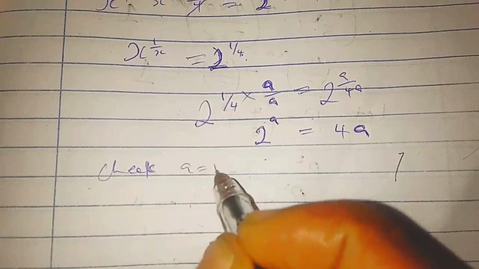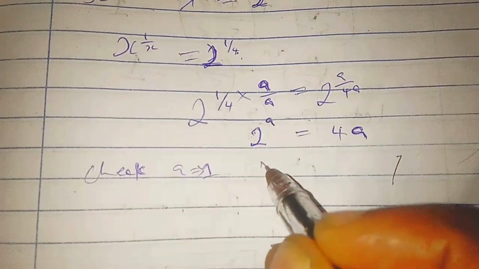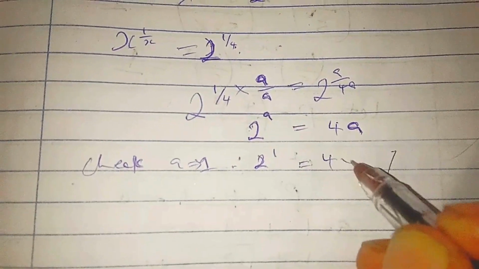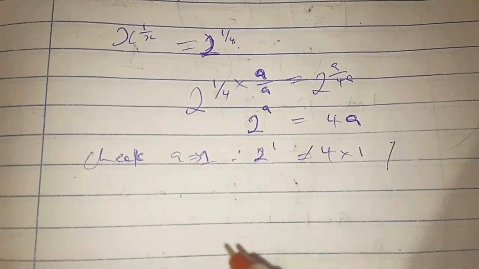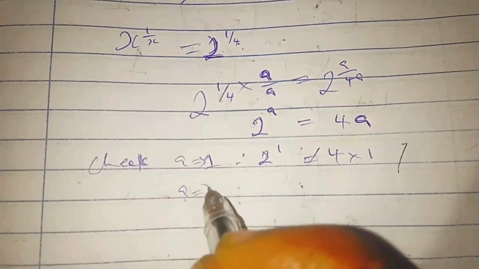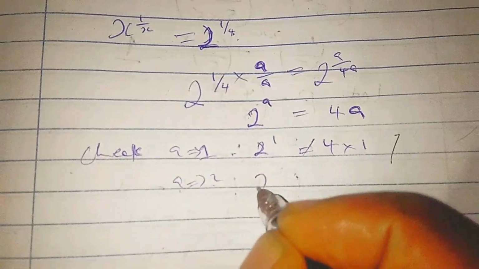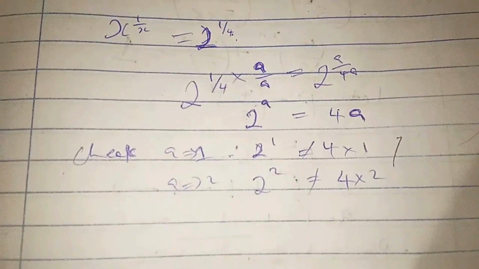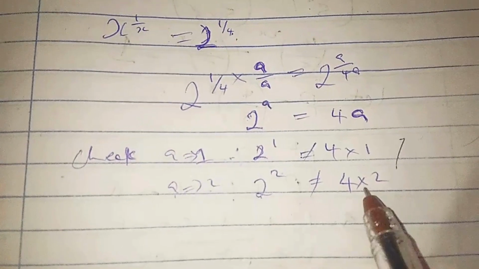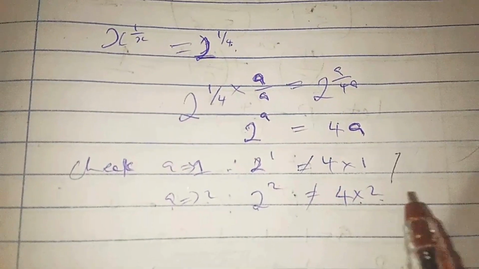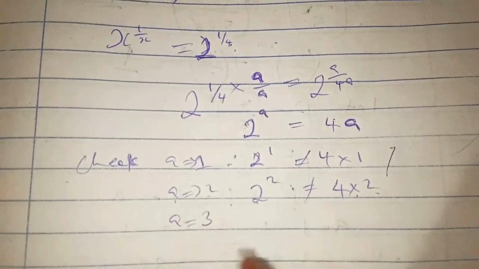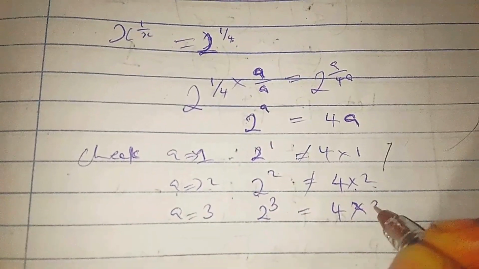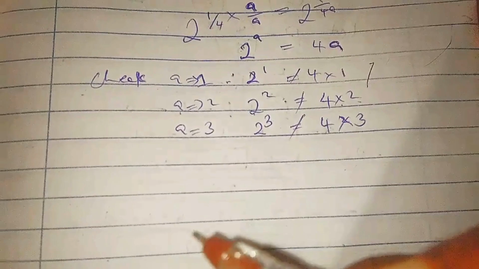If a is equal to 1, it will be 2 raised to power 1 is equal to 4 times 1. We see that that is not equal. If a is equal to 2, we see that 2 raised to power 2 is not equal to 4 times 2, because 2 raised to power 2 is 4 and 4 times 2 is 8. So let's say that a is equal to 3. 2 raised to power 3 is 8. 4 times 3 is 12. So this is not equal.